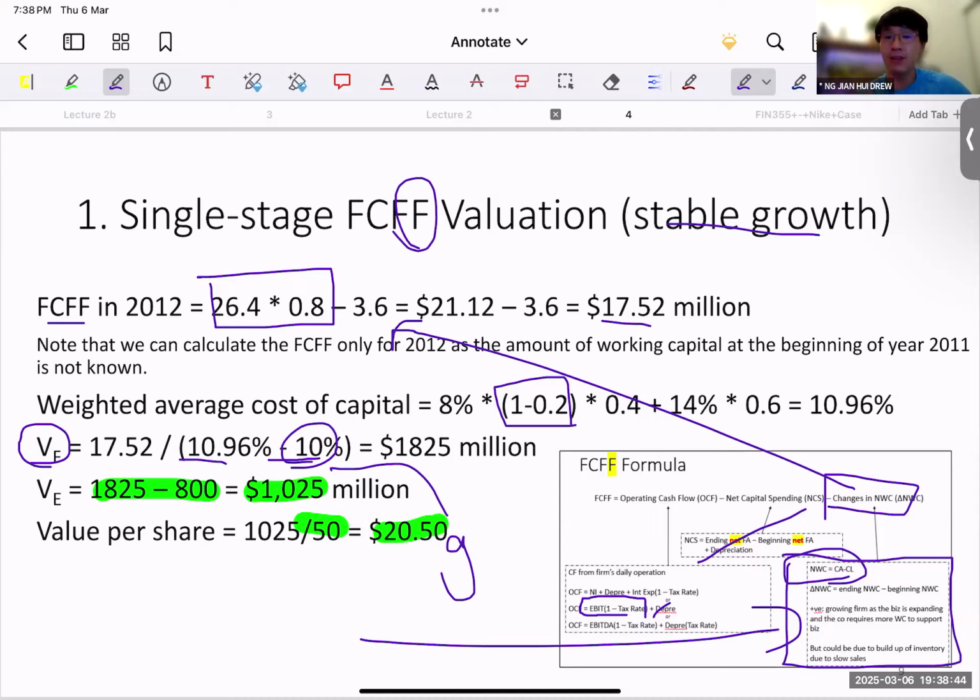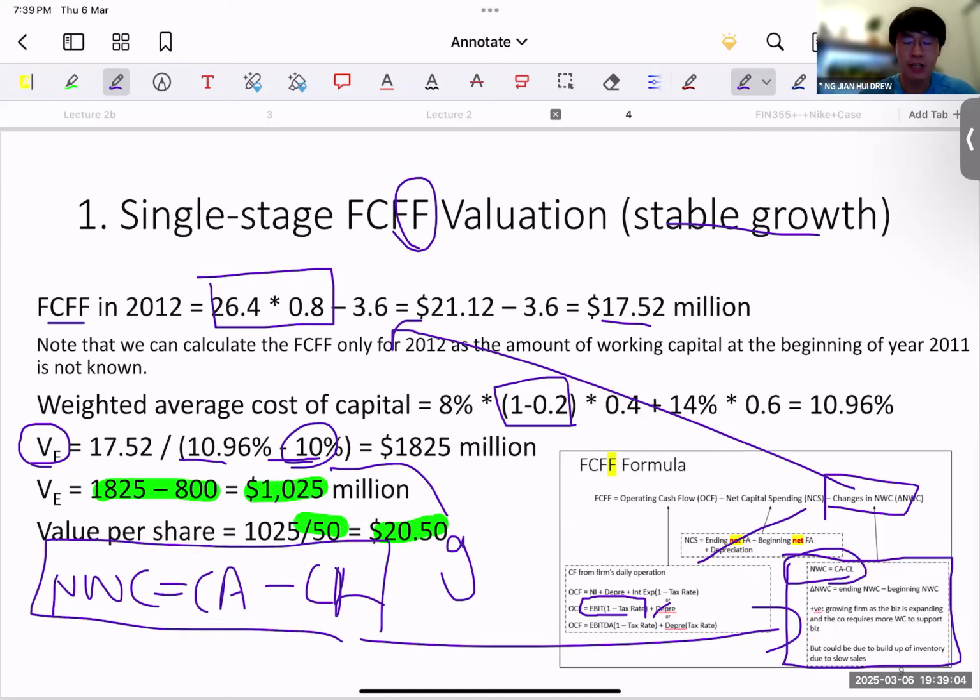Let me explain this again in case it becomes relevant as you are doing your company valuation. Net working capital (NWC) equals CA, your total current assets, minus total current liabilities (CL). This formula is a pure accounting concept of CA minus CL. Now, we are not in an accounting class, we are in a finance class.